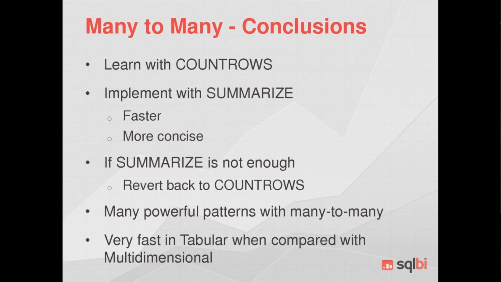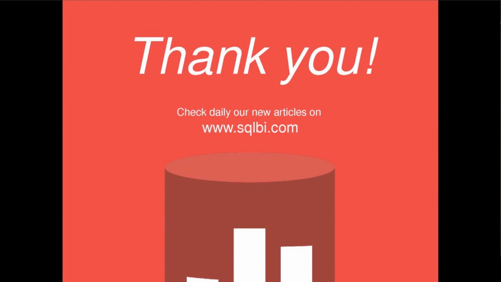When it comes to performance, tabular is way faster than multidimensional. So having many-to-many is one of the reasons why you might be interested in converting a cube from multidimensional to tabular. Because in tabular they are really, really faster than in multidimensional. And you can write more complex expressions.